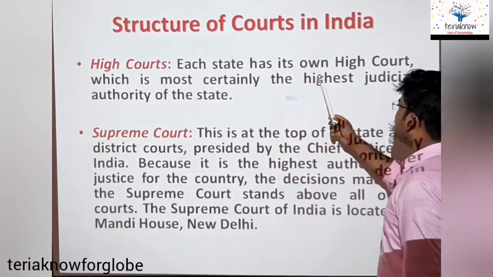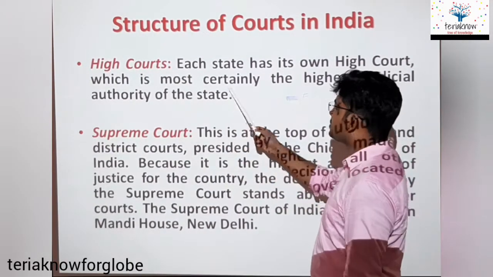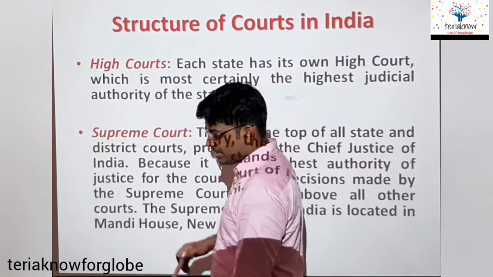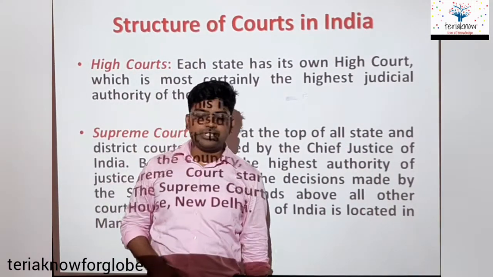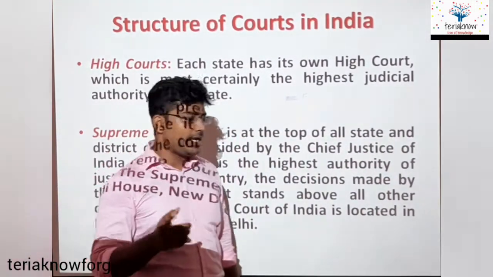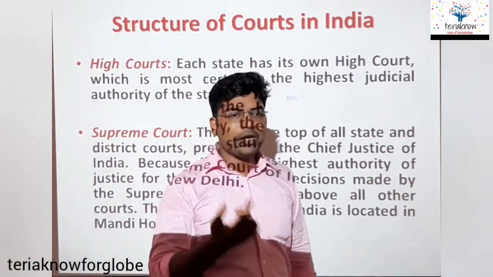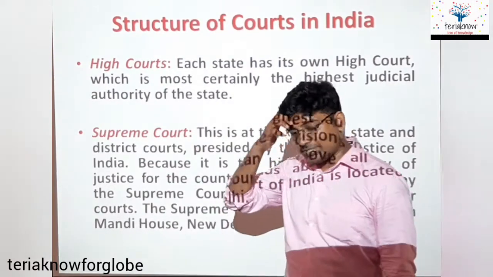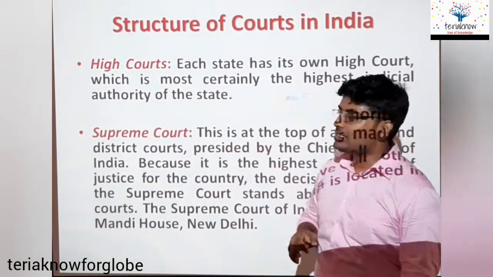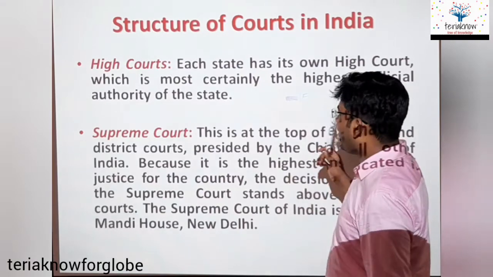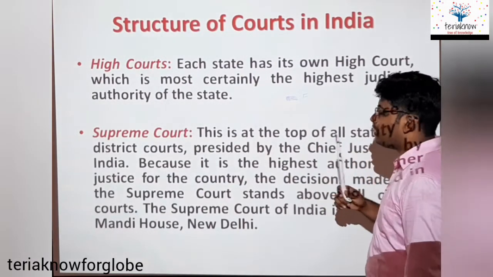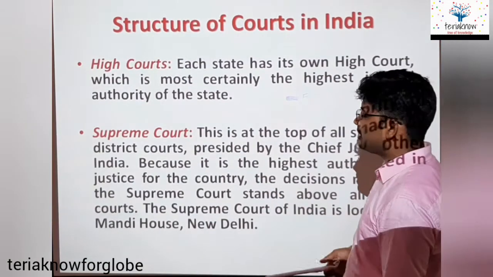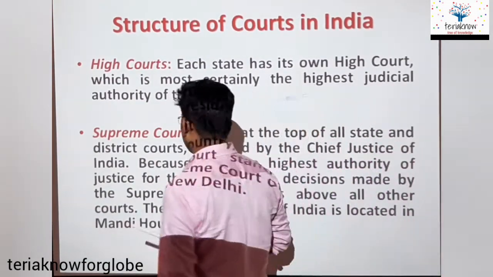Each state has its own High Court, which is the highest judicial authority of the state. In the district, the highest judicial authority is the district court, whereas in the state, the High Court is the highest judicial authority, whereas on the national or central level, there is the apex court, the highest judicial authority of the country, that is the Supreme Court. Okay, so let's study about the Supreme Court.